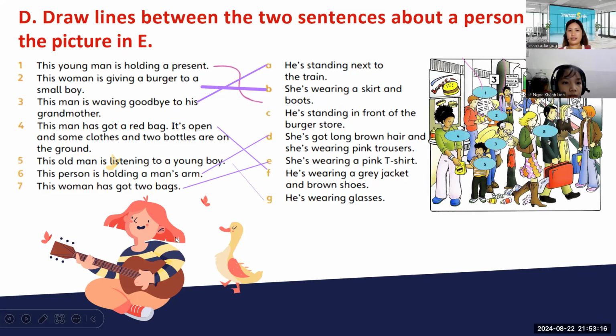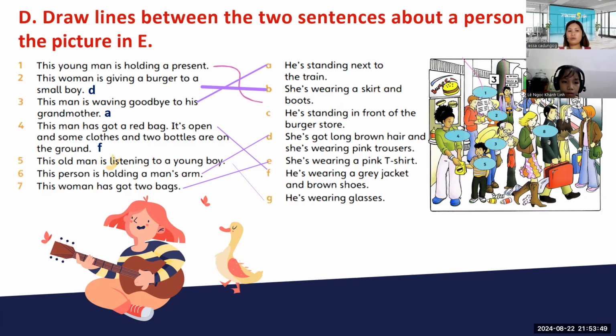What number is that? It's letter D, Lynn. She's got long brown hair and is wearing pink trousers. Next, number 3. This man is waving goodbye to his grandmother. Correct. Letter A, he's standing next to the train. Number 4, this man has got a red bag. It's open and some clothes and 2 bottles are on the ground. Okay, letter F, correct. He's wearing a gray jacket and brown shoes.